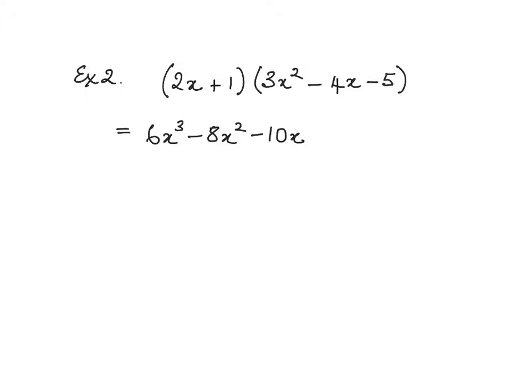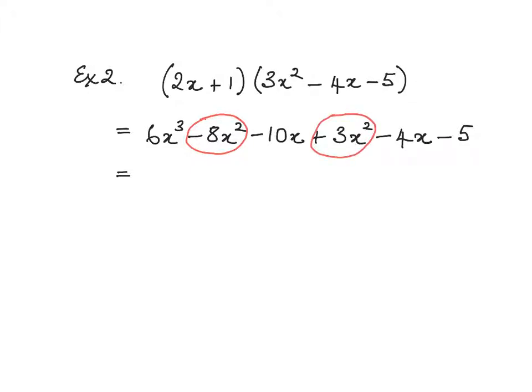Plus 1 times 3x squared is plus 3x squared. Plus 1 times minus 4x is minus 4x. And plus 1 times minus 5 is minus 5. We want to gather together like terms. Well, here is a squared term, and here is another squared term.